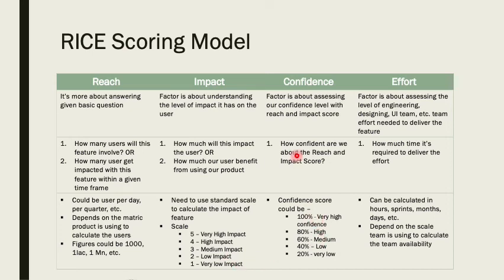And confidence is also one factor. This factor is about assessing your confidence level with reach and impact. The values could be from 100% to 0. I actually like to give it this range, and it doesn't really matter as long as you are maintaining the same scale. It could be anything. I have given a 20 difference. You could put 100% as a very high confidence and 95% as a high confidence. It doesn't really matter. The point is, you have to use the same scale all throughout when you are scoring your features.